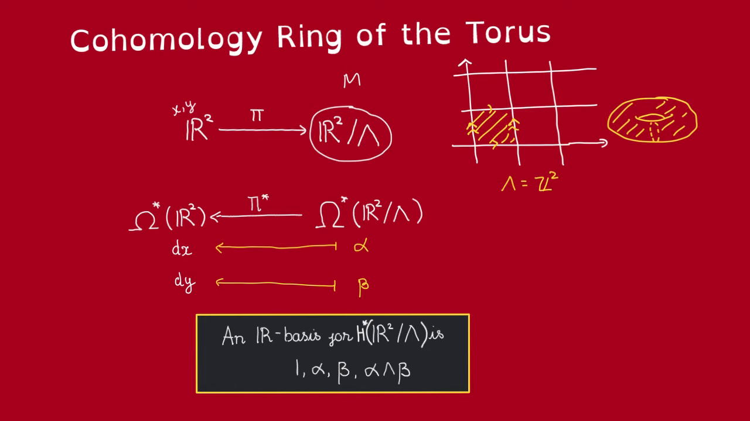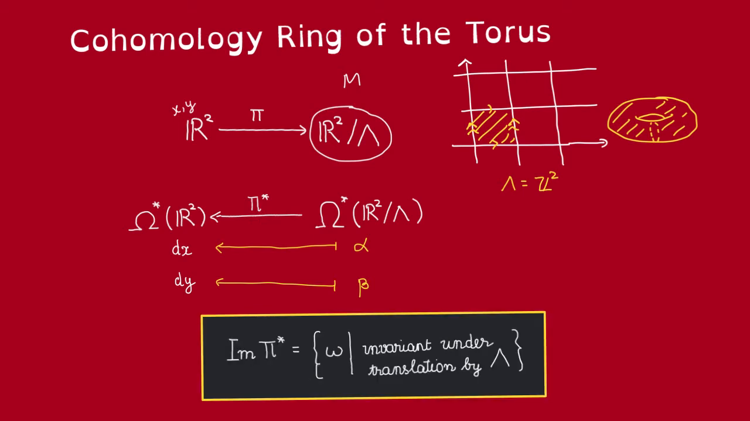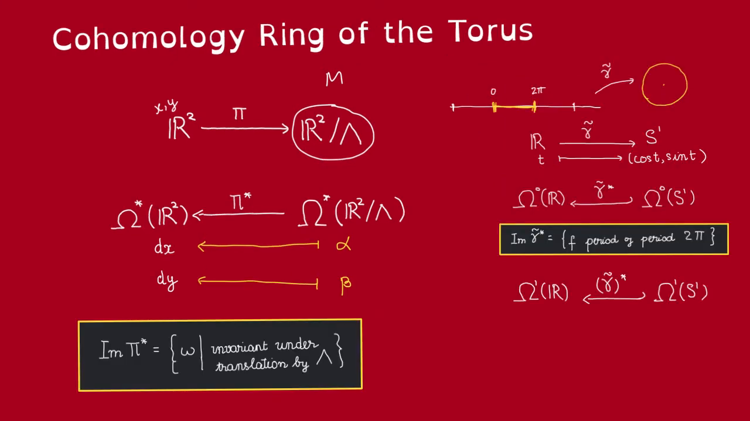Alright, but something is a bit sketchy here. How do we know that there are such alpha and beta? In other words, how do we know that dx and dy lie inside the image of this pullback map? Thus, in this video, we are going to give a description of the image of this pullback map. And then from that, we'll see that dx and dy must lie in this image. This is actually a generalization of the case of the circle. So let us review the discussion about the circle.